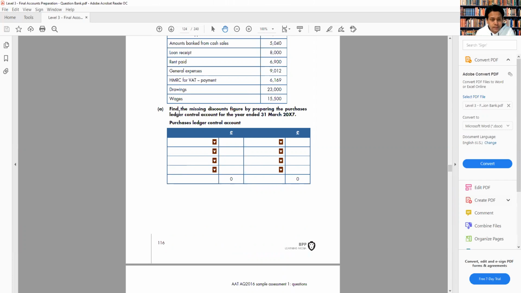The first question we have here: find the missing discount figure. We're going to find the discount figure by preparing the purchase ledger control account for the year ended 31st of March 2007. So you have to prepare the purchase ledger control account, and from this account, the difference to the balance CD will be our discount. The question will tell you what we are looking for. The question is asking to find the discount, so you have to find the discount from here.